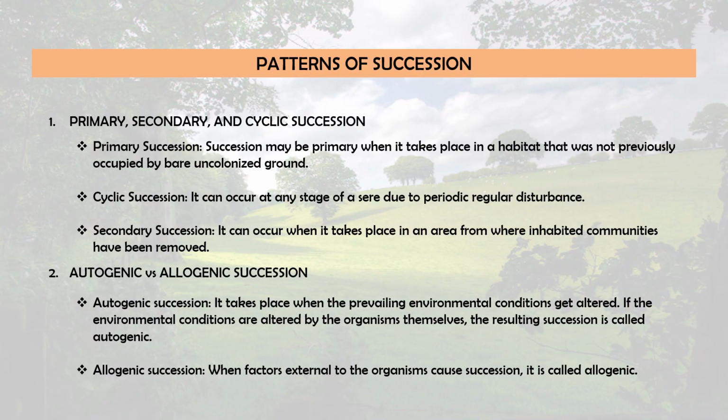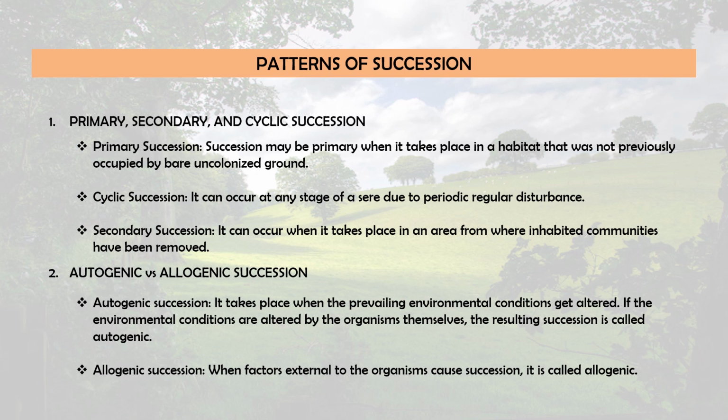Now, there are some patterns through which succession occurs, like primary, secondary, and cyclic succession. Here, primary succession takes place in a habitat which has not been previously occupied, by bare uncolonized ground, and it occurs on newly exposed land, and the sere involved in this type of succession is the primary sere.